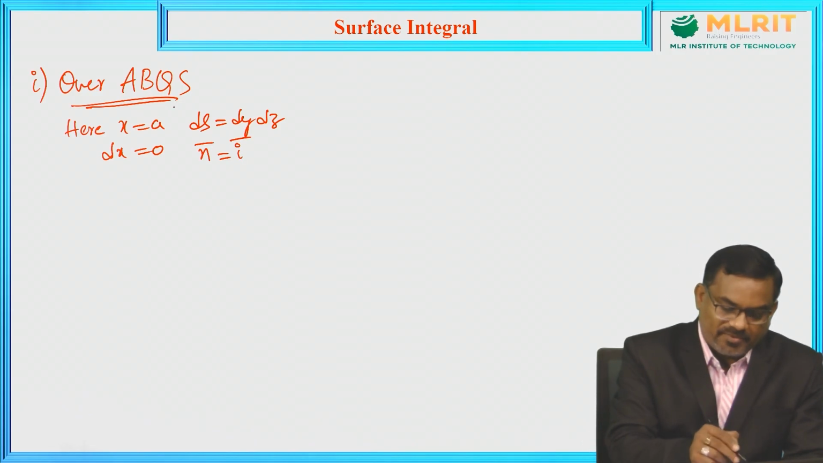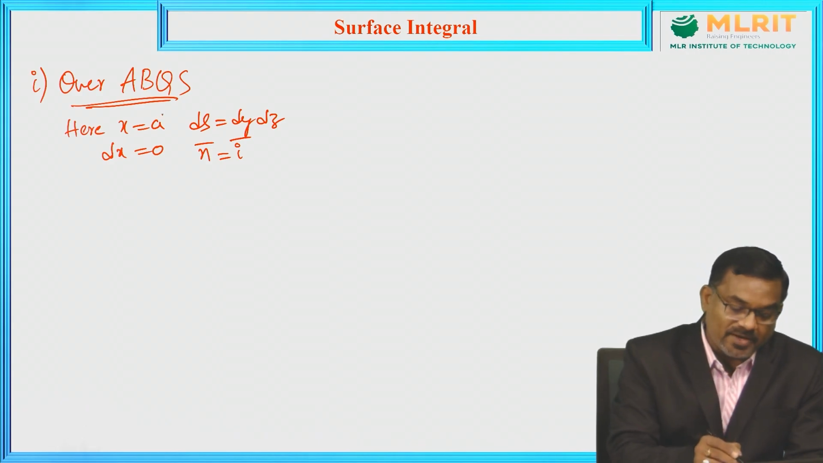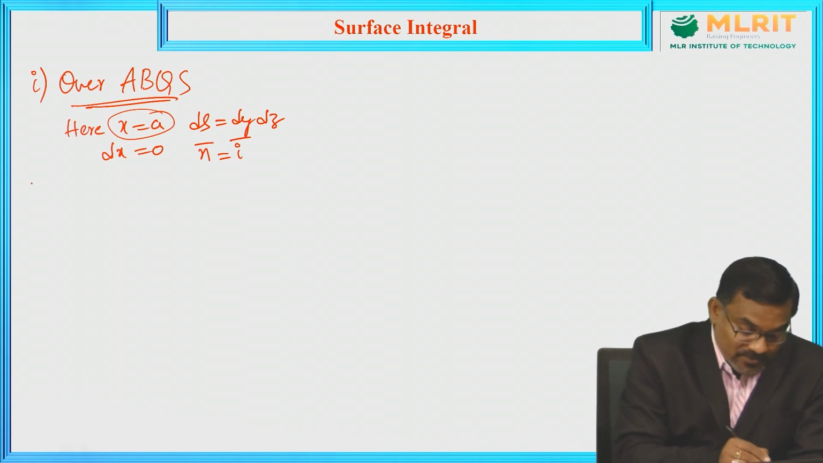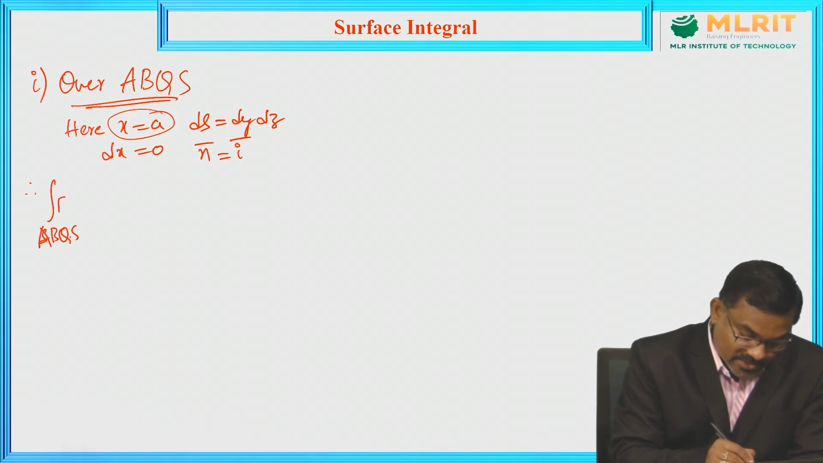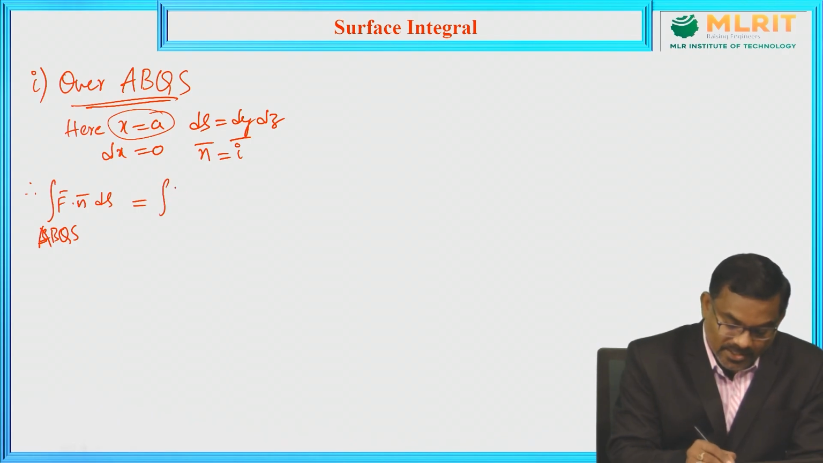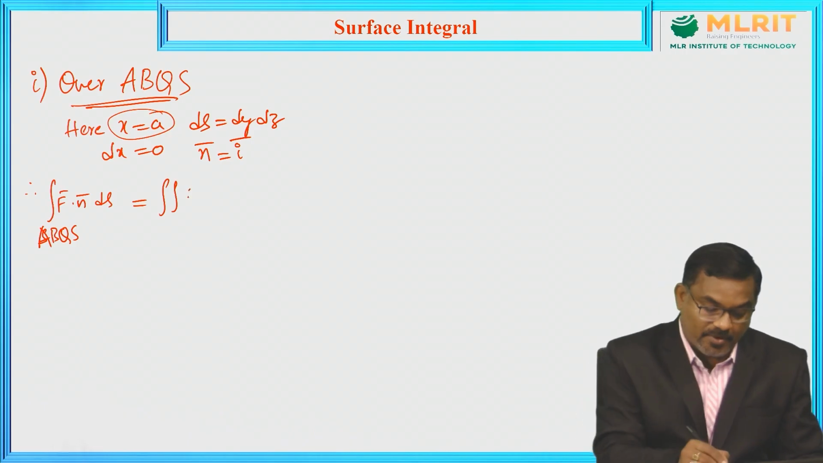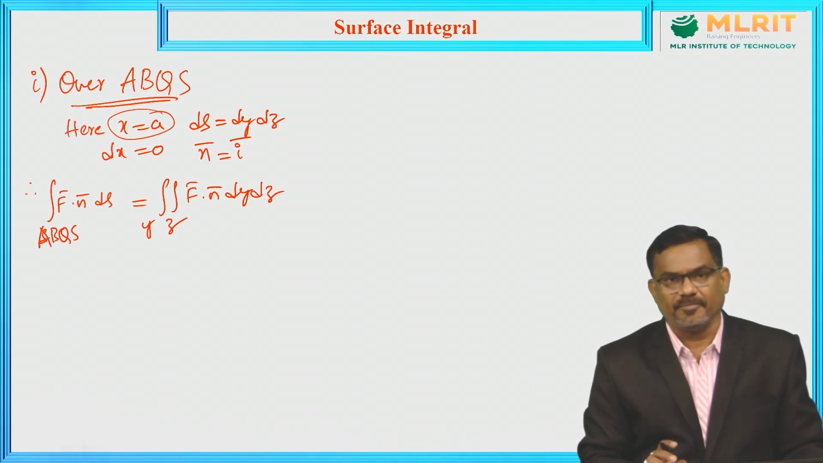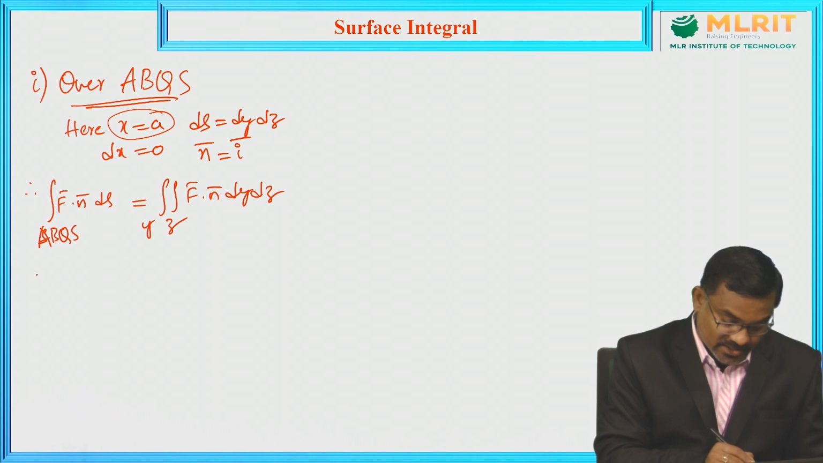So over the face ABQS, the value of x is fixed, therefore dx is 0, and we have to evaluate with respect to y and z only. Therefore the surface integral over the face ABQS of f bar dot n bar ds is the double integral of f bar dot n bar dy dz. So with respect to y and z, it is enough to evaluate the integral. Before going to that, first we need to calculate f bar dot n bar.